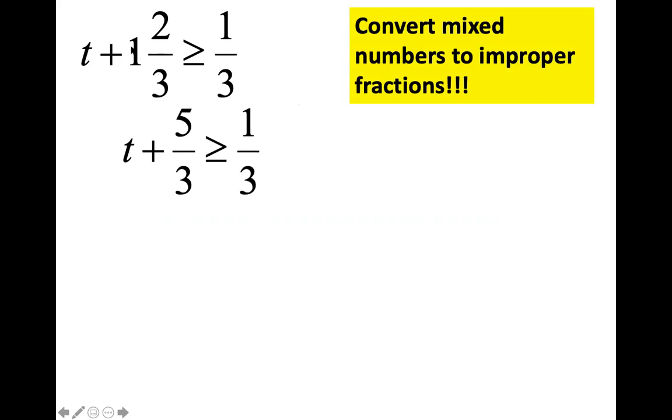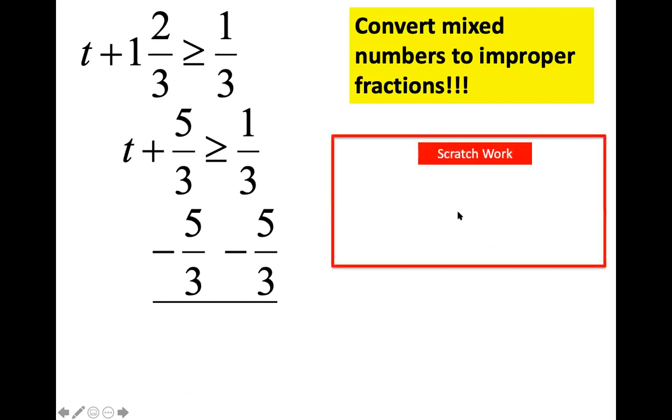So 3 times 1 is 3, plus 2 is 5, so 5/3. Now let's see, 5/3 is attached by addition, so I need to subtract 5/3 from both sides. And then what? Maybe a little bit of scratch work off to the sides, right? 1/3 minus 5/3. 1 minus 5.